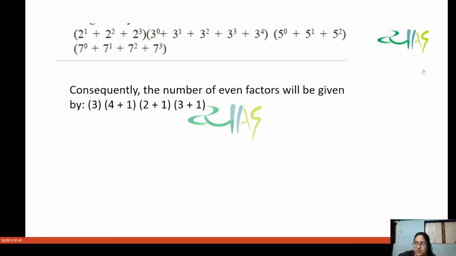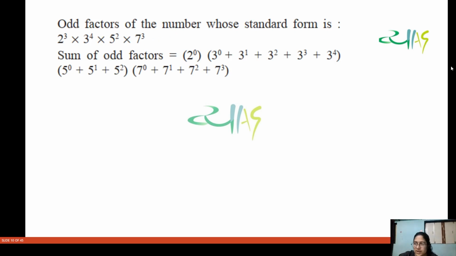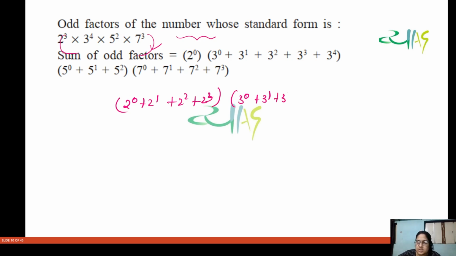Now let's move a little bit forward. So this is all about even factors. Let's just calculate the odd factors. So let's use the same expression. Now see, when we were calculating the sum of the factors of this number, what we are going to get is 2 to the power 0 plus 2 to the power 1 plus 2 to the power 2 plus 2 to the power 3, and so on. Let's just write this expression.